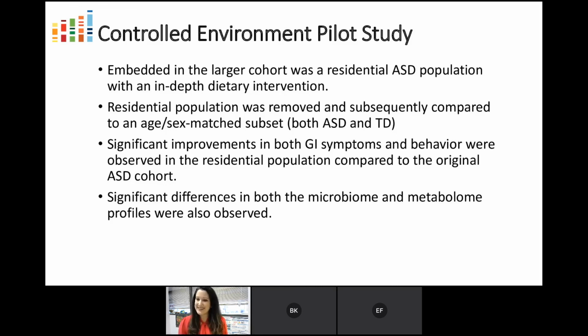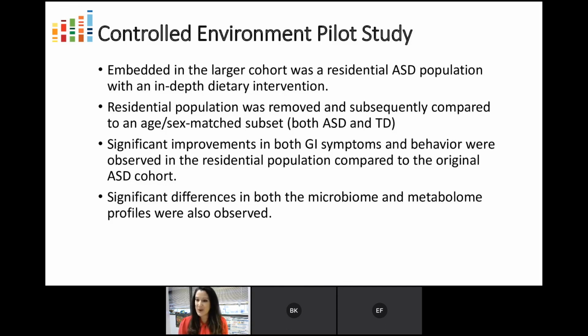What we didn't realize is that part of the residential treatment program includes an in-depth dietary intervention. So when we first began the analysis of the large cohort, these children were outliers. So all of the data that I've shown you thus far does not include this residential population. But what we did is that we dipped back into that larger pot of that larger cohort and age and sex matched a subset of children with autism and typically developing children to match this residential cohort.